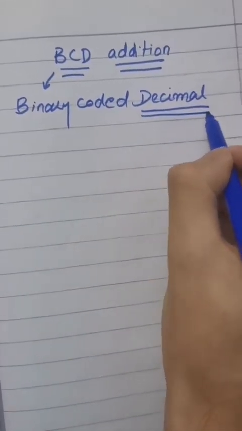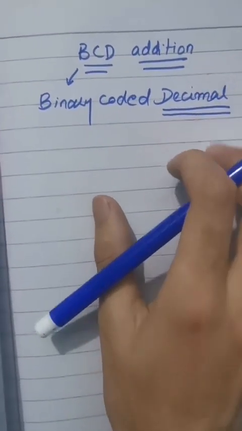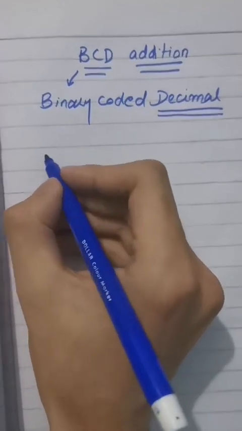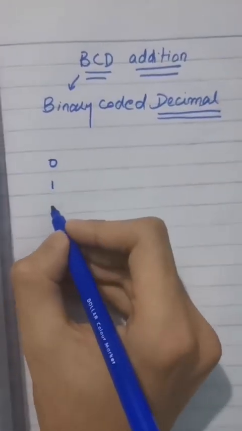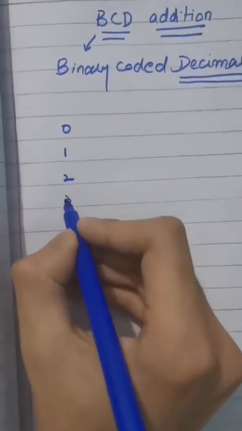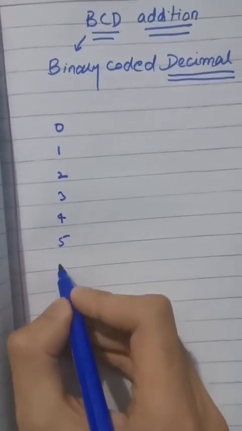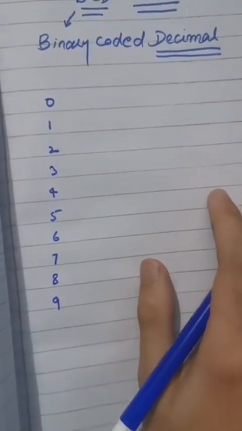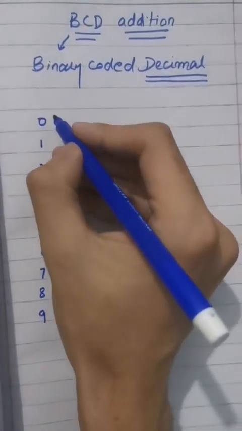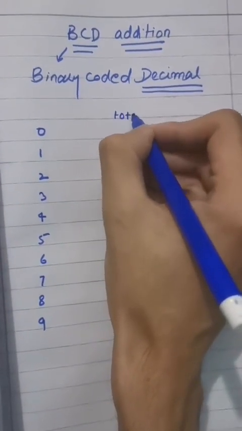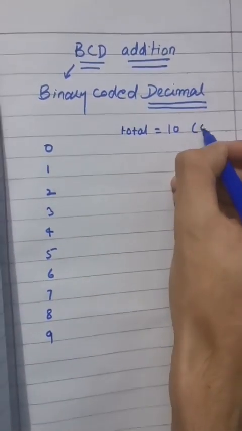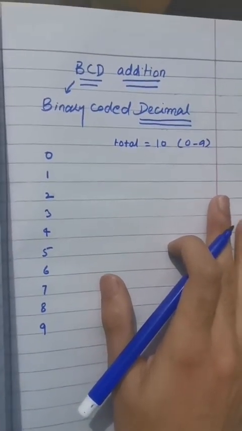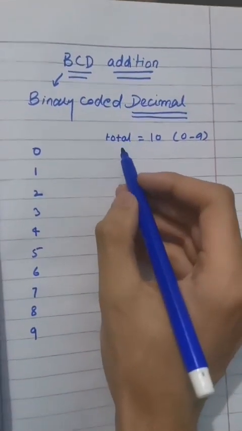So what are the decimal numbers? Decimal numbers are numbers from 0 to 9. What I mean by this is if I write 0 1 2 3 4 5 6 7 8 9, these are decimal numbers, and the total will be 10 numbers, starting from 0 to 9. Every number has its equivalent BCD code.